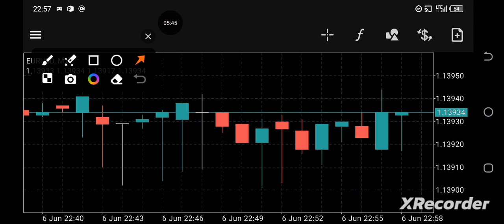We have 4 types of pending orders in the market: buy stop, sell stop, buy limit and sell limit. I've already introduced this concept in our previous classes. We have buy limit, sell limit, buy stop, sell stop. Those are the 4 pending orders we have in the market.